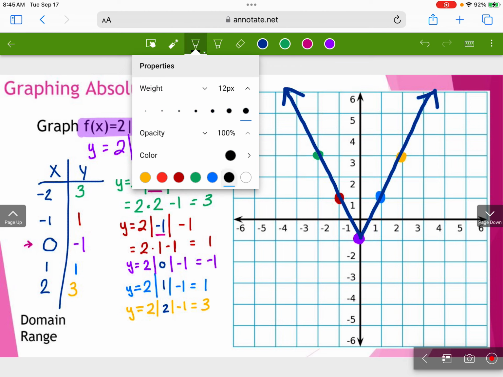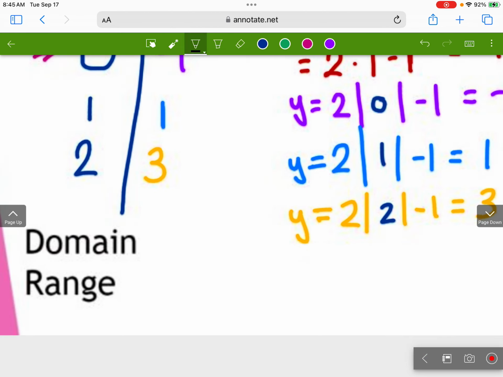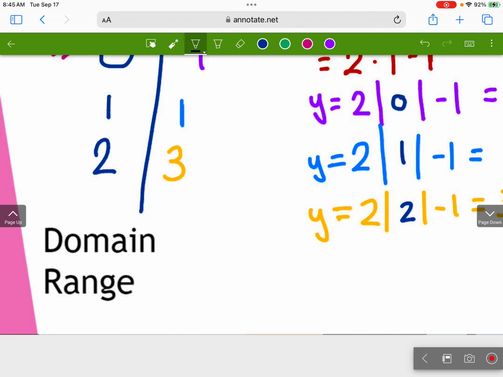Let's do our domain and range. What is our domain here? From negative infinity to positive infinity. I could go all the way left as far as I want. I can go all the way right as far as I want. In fact, every absolute value will have this domain. Every single one.